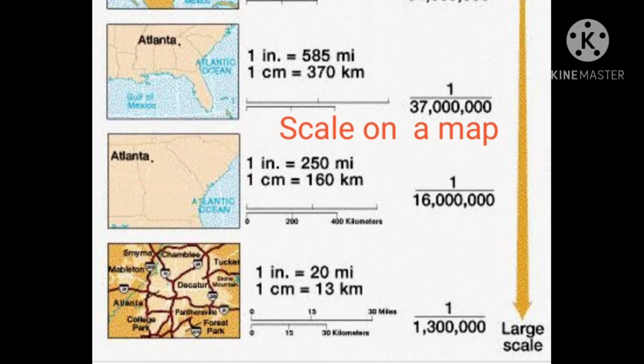Just how you write in mathematics, no? If there are 5 children, you draw a child and show it has 5 children, isn't it? In the same way, on the map they give numbers like 1 centimeter is equal to a number of meters or miles or kilometers. Then according to that, the distance between the two places is drawn on the map. This is called the scale on a map.